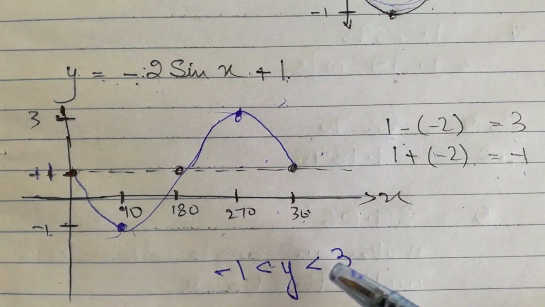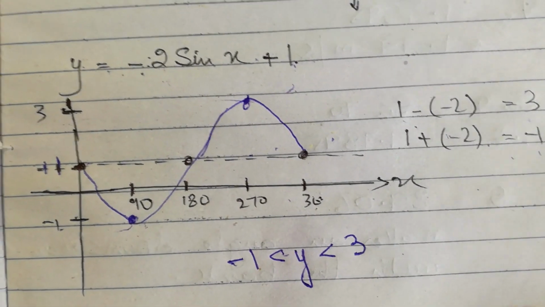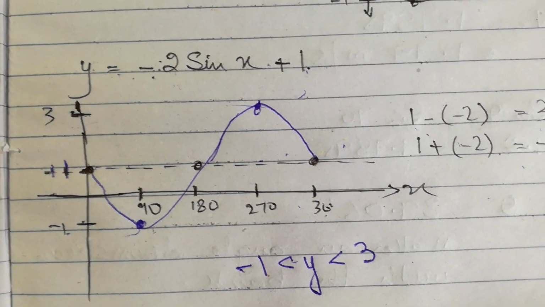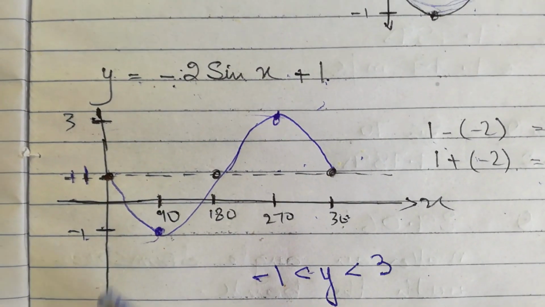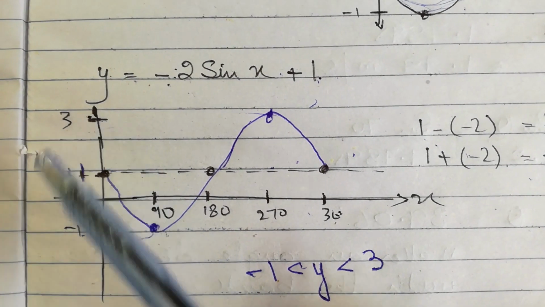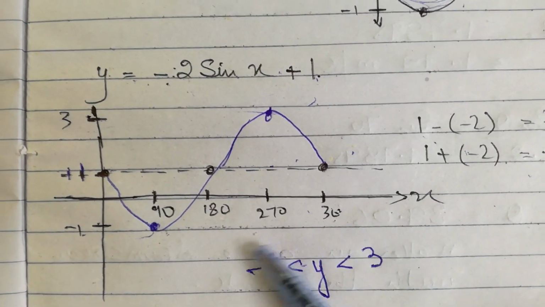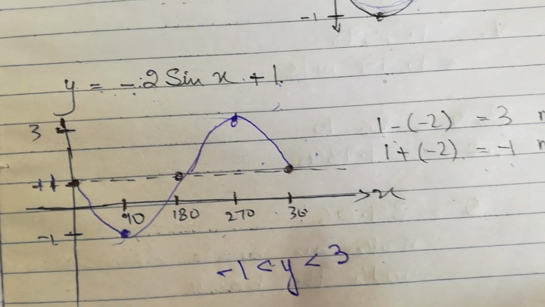At times the question asks, what is the range of the curve? The range of the curve means the minimum and maximum values of y on the curve, if it is a continuous curve with no broken part in it. So now my minimum value is minus 1 and my maximum value is 3. So you will write it down like this. This is the range of the curve. I hope you understood it.